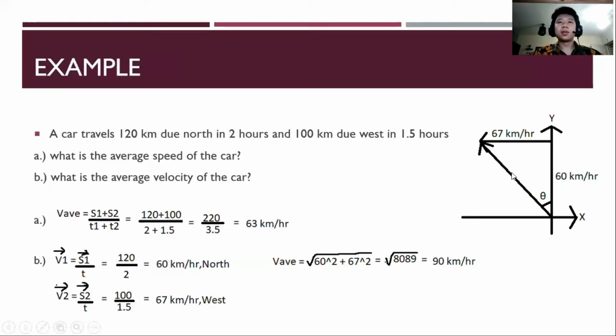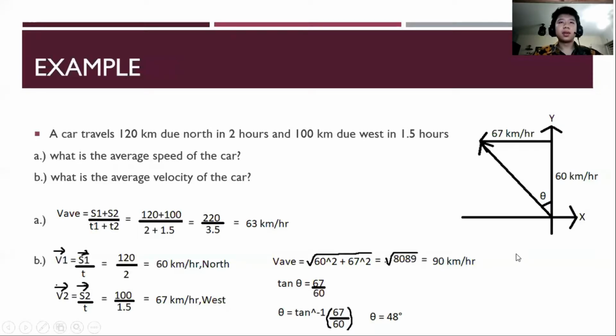So tan theta equals opposite, which is 67, over adjacent, which is 60. So 67 over 60. And what we're trying to find right now is only theta, so we switch sides. So theta equals tan to the power of -1 times 67 over 60, which gives theta equals 48 degrees.